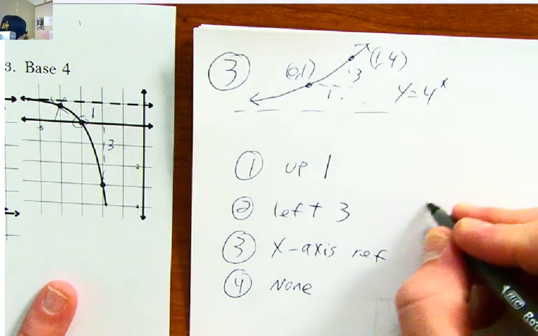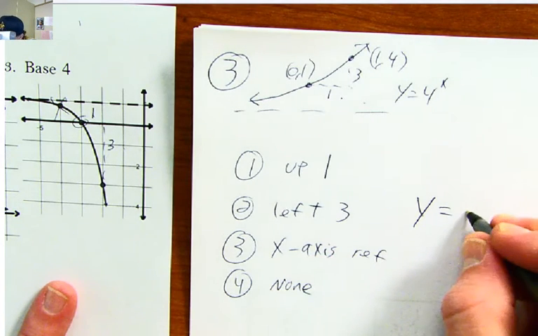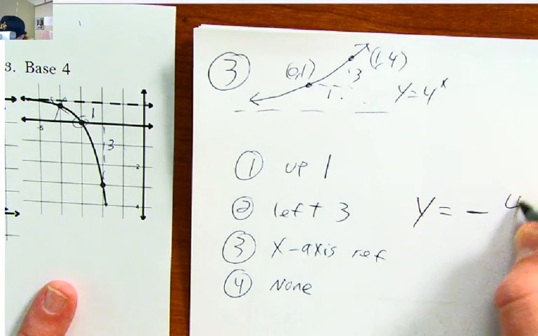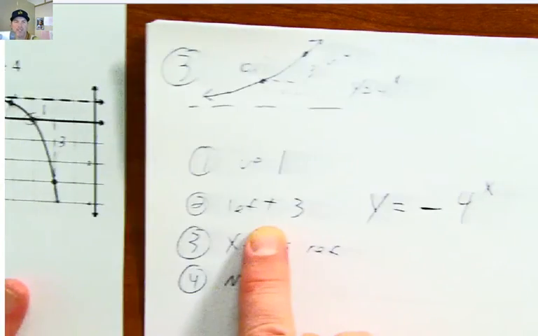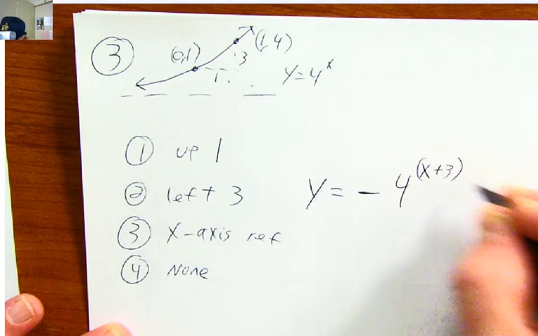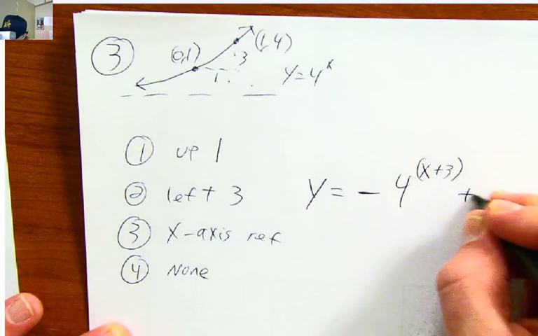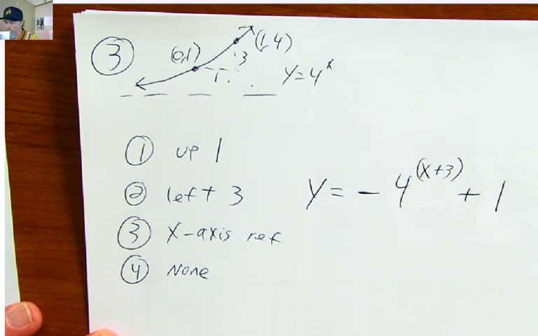All right, so getting them into the equation. X-axis reflection, that's affecting the y-coordinates, so it's outside. So -4 to the x. Left 3 means that inside my equation I should have a +3. And then up 1 means outside of the function I should be adding 1. So once you get comfortable with the exponential graph, writing the equations for it is not too tricky.